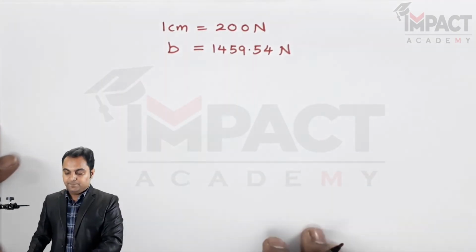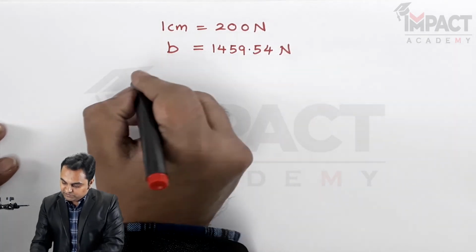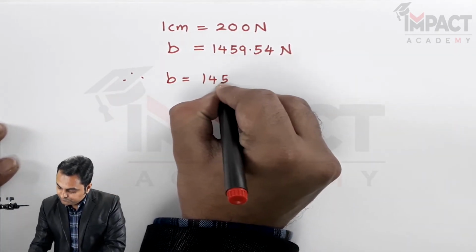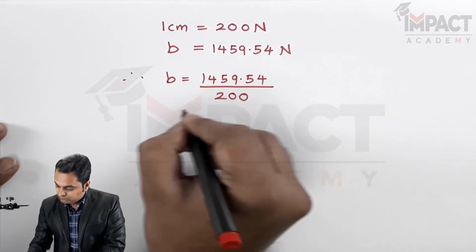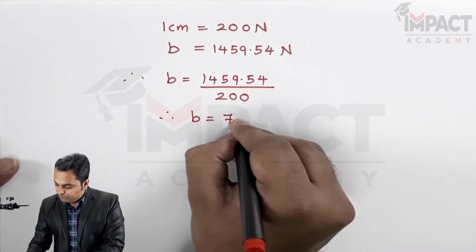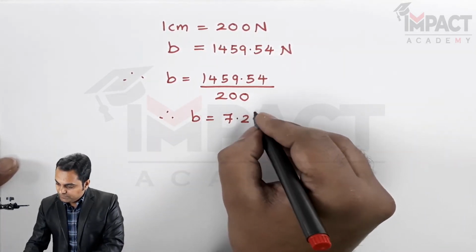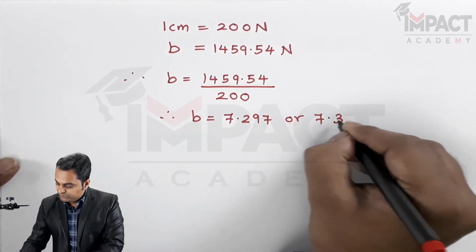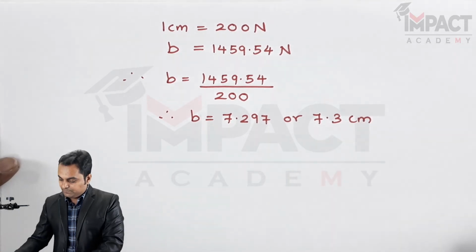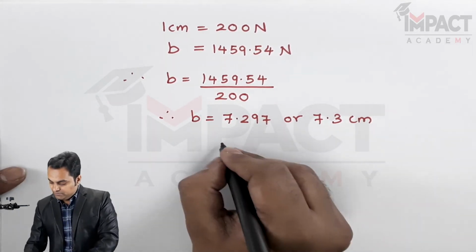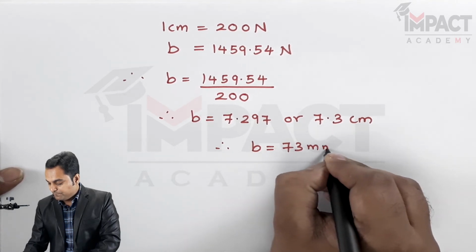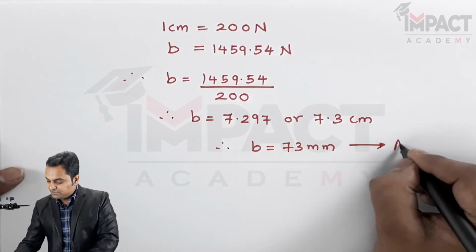Now for this much amount of load, what is the width of the belt? Denoted as B. Next I am going to cross multiply them. So B comes out to be 7.297, or I can say it is 7.3 centimeter, multiplying it by 10. So therefore B value will come out to be 73 mm. So that's the answer.